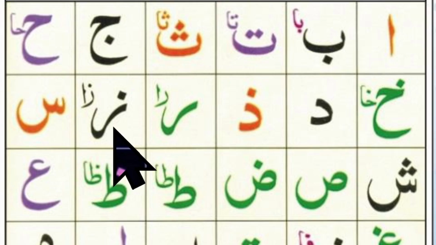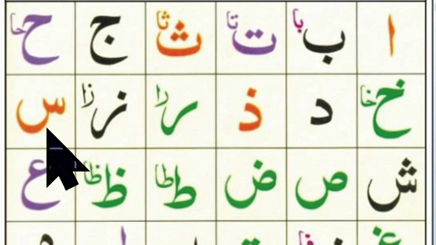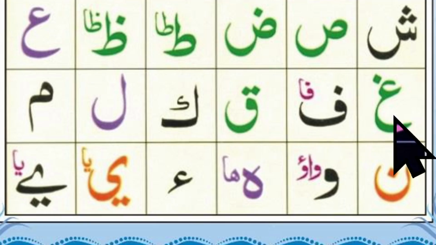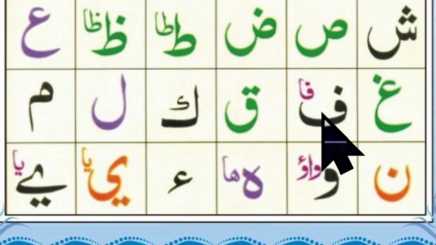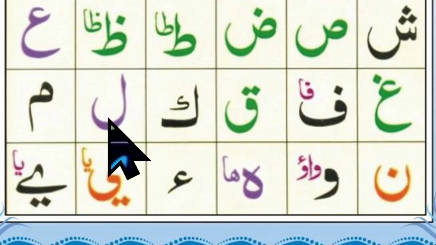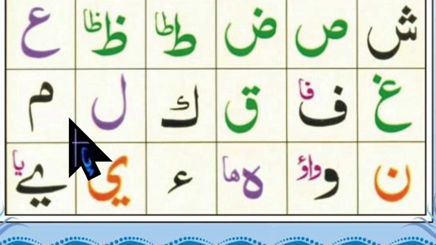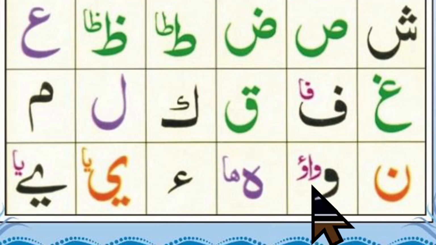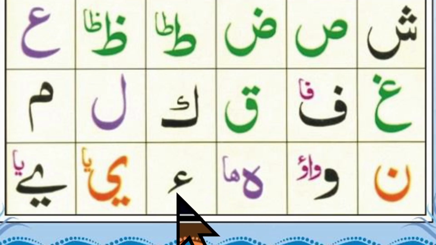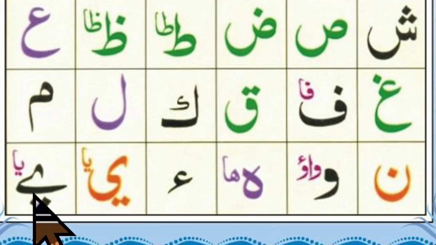And the next one is Zay, then Seen, then Sheen, then Saad, then Dhaad, then Taa, Dhaa, Ain, and then Ghain, then Fa, then Qaf, then Kaf, then Lam, then Meem, then Noon, Wow, Ha, Hamza, Ya, then Ya.